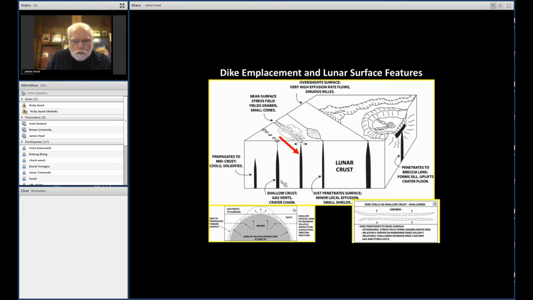Okay, so another thing is that the dike gets so close to the surface that actually you can see from this that it pushes aside the crust and results in a near-surface stress field, which yields graben.